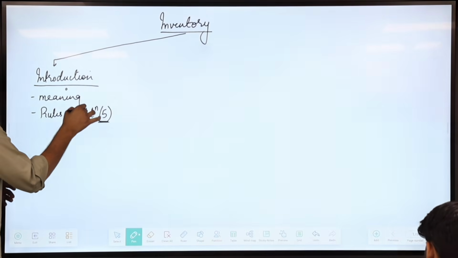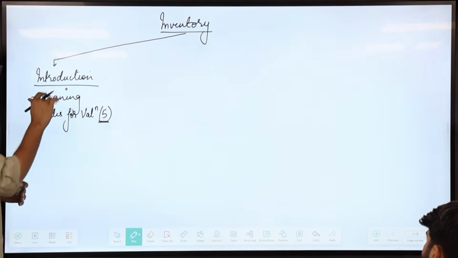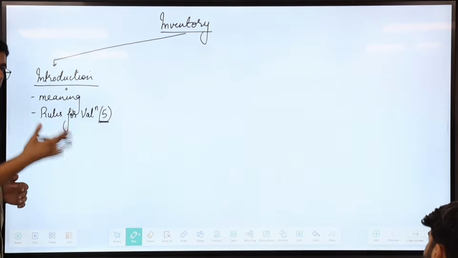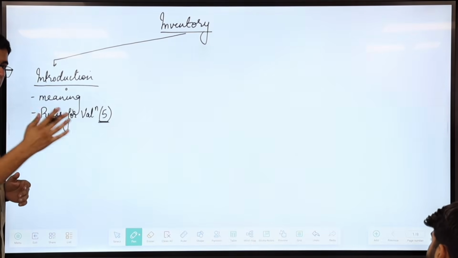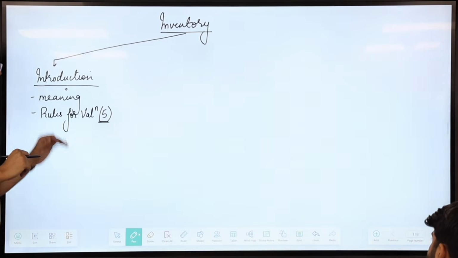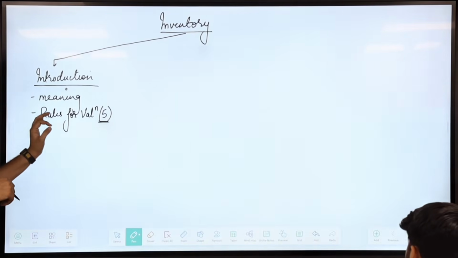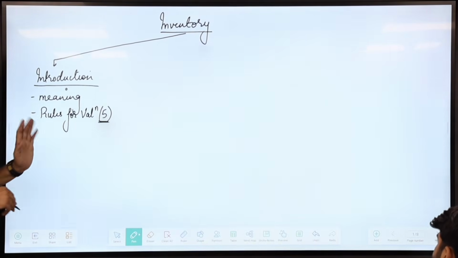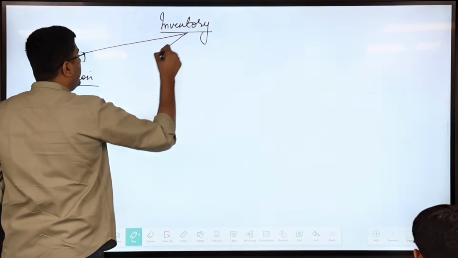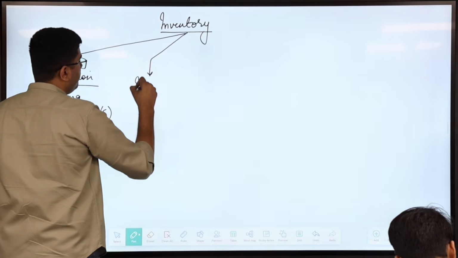Clear? So when you look at the mind map, you see this number 5, all 5 rules should be back in your memory. If they are not, then you quickly go back to the class notes and you revisit the rules. The intro portion only had this much basic discussion. Then we had discussion for inventory management.